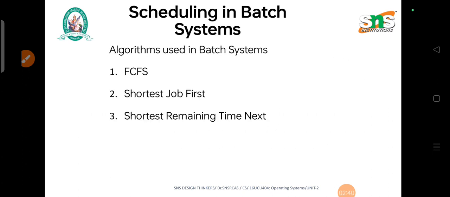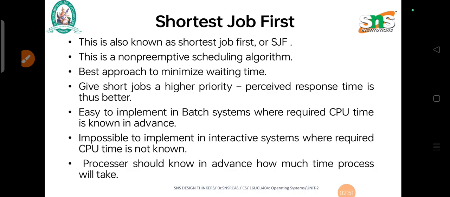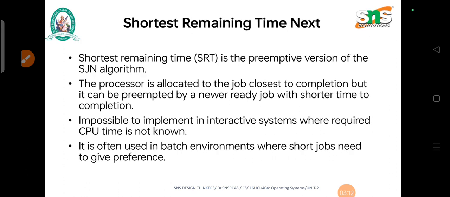Next is scheduling in batch systems. These are the three algorithms used in batch systems, namely FCFS, shortest job first, and shortest remaining time next. Shortest job first is known as SJF. Jobs are executed on a first come first serve basis. The best approach is to minimize the waiting time. It is easy to understand and implement. It is an implementation based on the FIFO queue. It is impossible to implement in interactive systems where the required CPU time is not known.